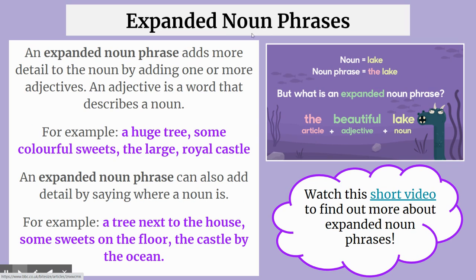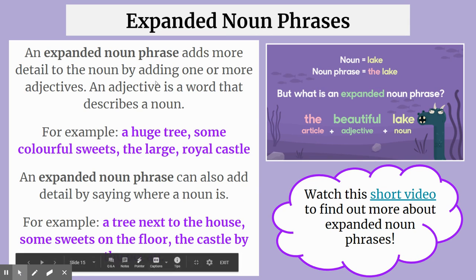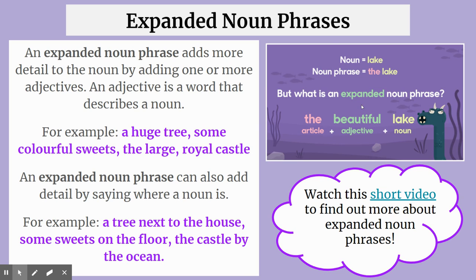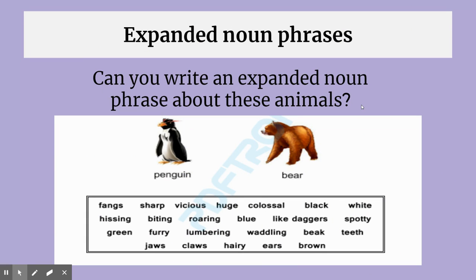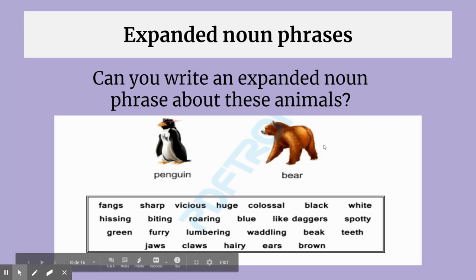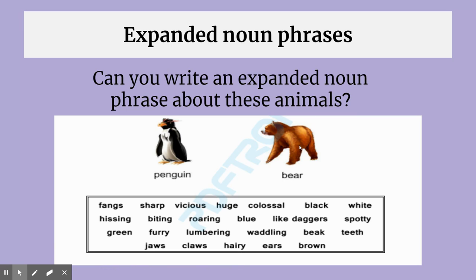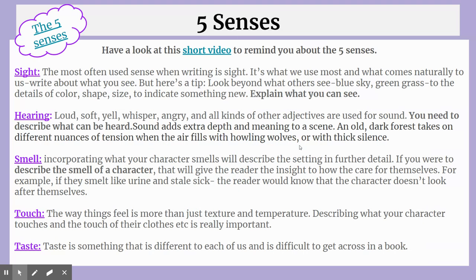You also get, again, expanded noun phrases where it gives you what it is, an example, and here is a short video as well as a picture to demonstrate. There is also an activity here. You might want to pick a different animal rather than a penguin and a bear. You might want to use your animal from your non-chronological report from week 2. That would be absolutely amazing, getting some of those links together.